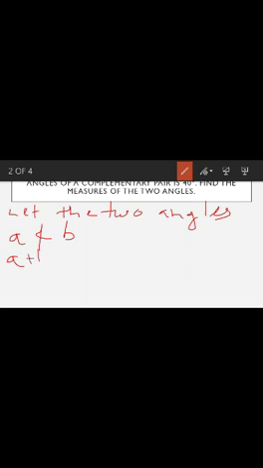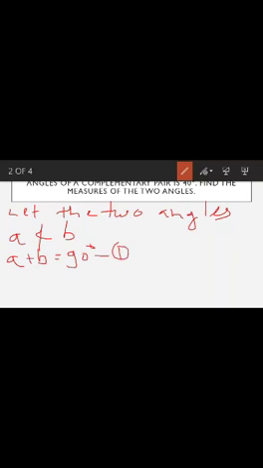Now see, let the two complementary angles be A and B. Okay, now what is the sum of the complementary angles? 90 degrees. So A plus B is equal to 90 degrees. Okay, suppose this is the first equation.